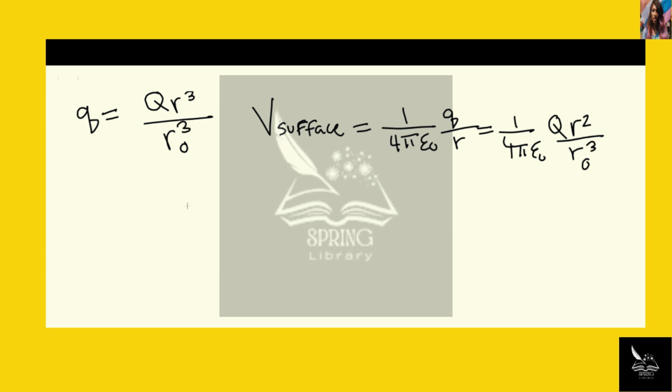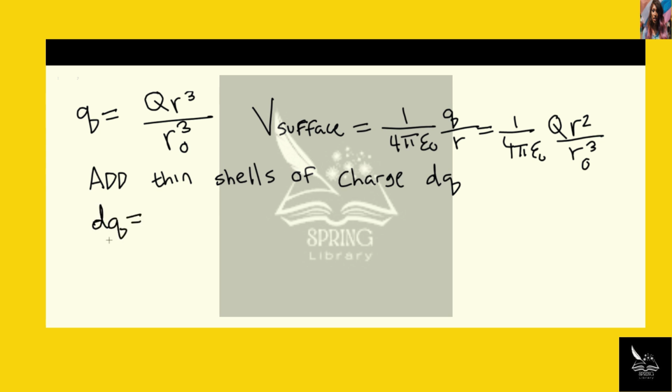Okay. So at this point, we're going to integrate thin shells of charge to find their energy. These thin shells will have a charge of dq. We can express the charge contained within a very thin shell as the charge density, rho e, times the area of the shell, 4 pi r squared, times a small change dr to account for the thickness of the shell.